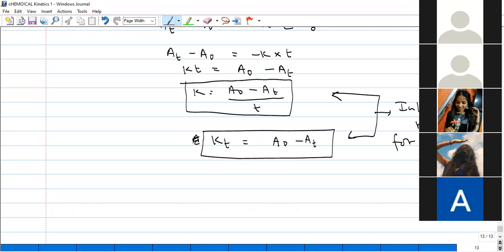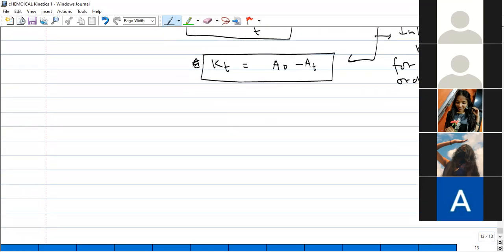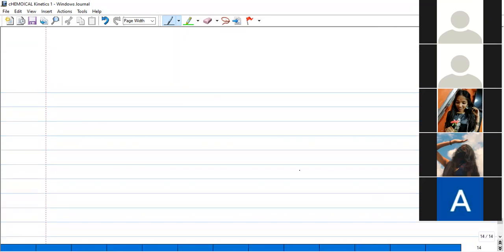For zero order reaction. Okay. Now we'll see half-life period. Like for first order, we will derive the expression for the half-life period of this one as well. Now I am not repeating what is half-life period. Expression for half-life period for zero order reaction.